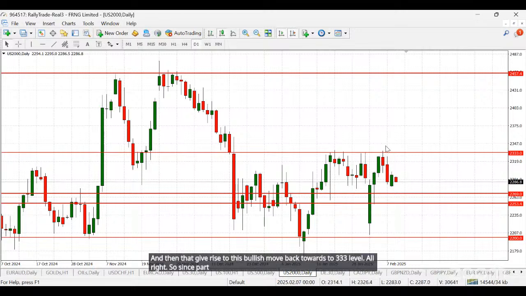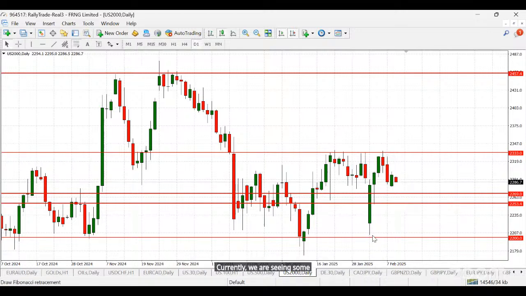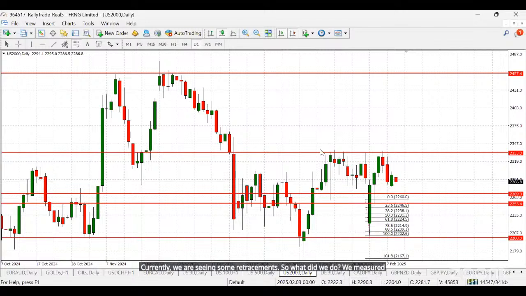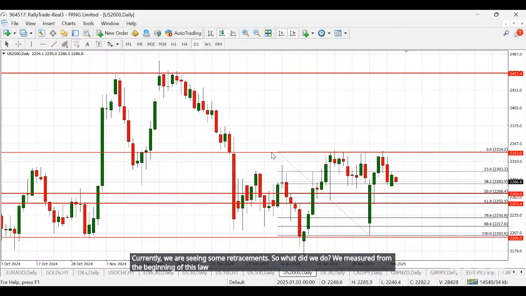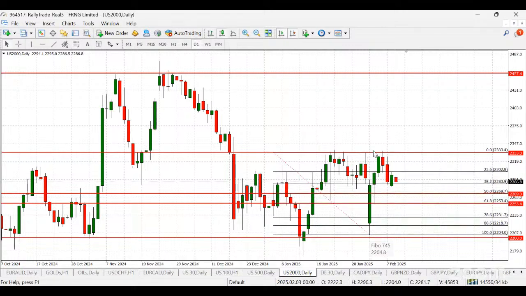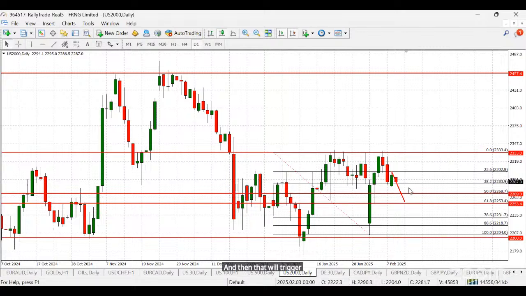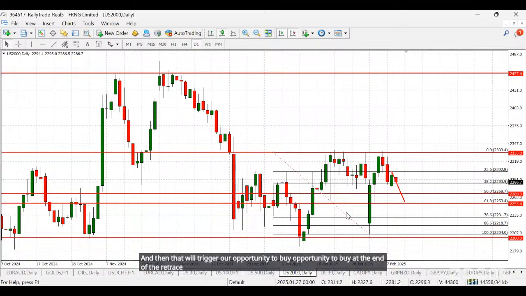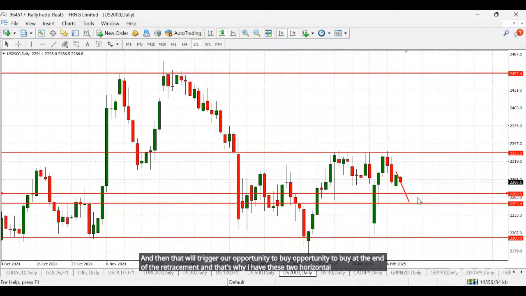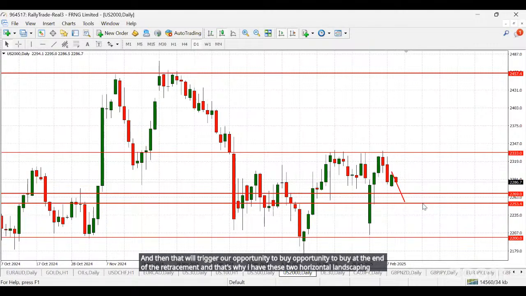All right. So since price hit this resistance, and currently we are seeing some retracement, what did we do? We measured from the beginning of this low to that resistance, from this support to resistance. And then we're waiting for retracement to come into either the 50% level or the 61.8% level, and that will trigger our opportunity to buy at the end of the retracement. And that's why I have these two horizontal lines here to mark the level we are expecting this to come to.